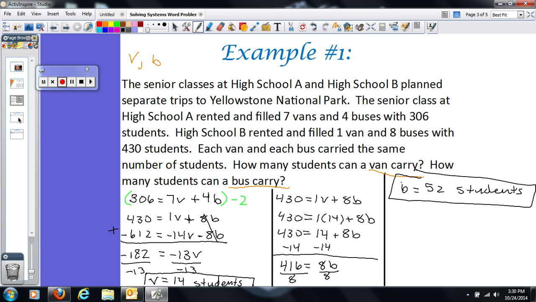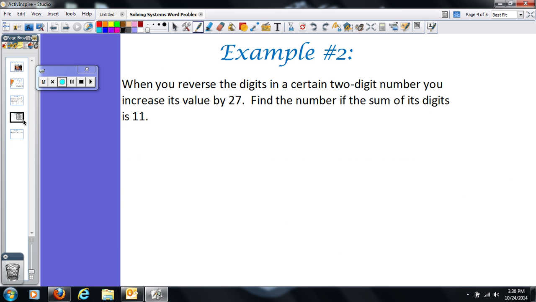Now, this one says when you reverse the digits in a certain two-digit number, you increase its value by 27. Find the number if the sum of its digits is 11. So I have a two-digit number. We're going to call the first one the tens digit and the second one the units digit. Okay? It says find the number if the sum of its digits is 11. So I know that t plus u is 11. For example, if my number was 92, 9 plus 2 is 11. That would be an example.